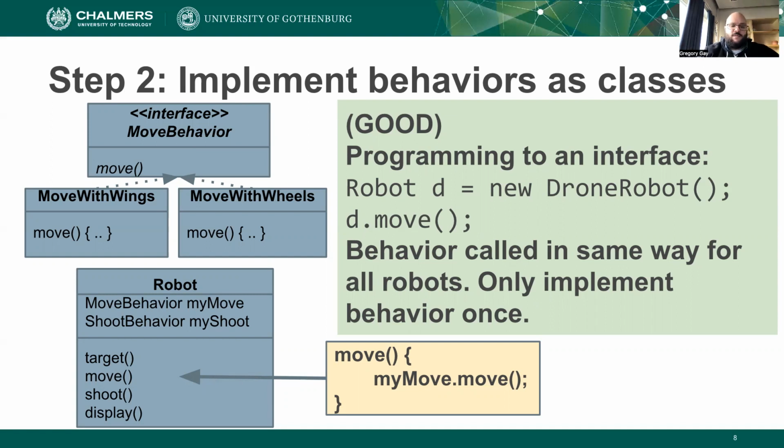Moving behavior is implemented separately from the robot in one place, and no matter what robot we're dealing with, we can access the right behavior in the right way and in the same way without needing to know which robot it is or which version of moving it is. So we get the right result. That's better design.